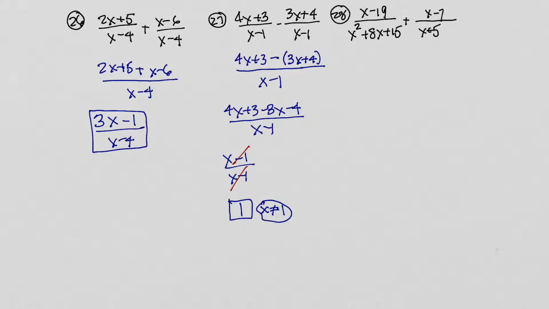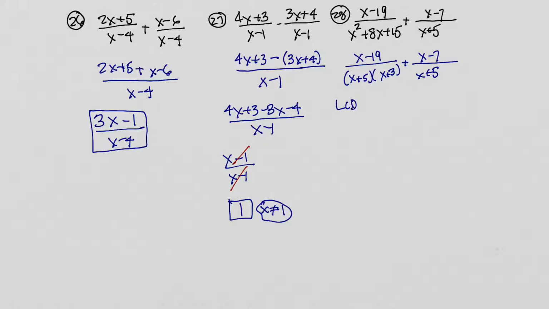You can see here we have two different denominators, so we need to get an LCD, and we'll get the LCD by factoring this denominator. So let's just rewrite here. We'll go with x minus 19 over x squared plus 8x plus 15, factored. Let's use 5 and 3 for that 15, so we'll use x plus 5 times x plus 3, plus x minus 7 over x plus 5.